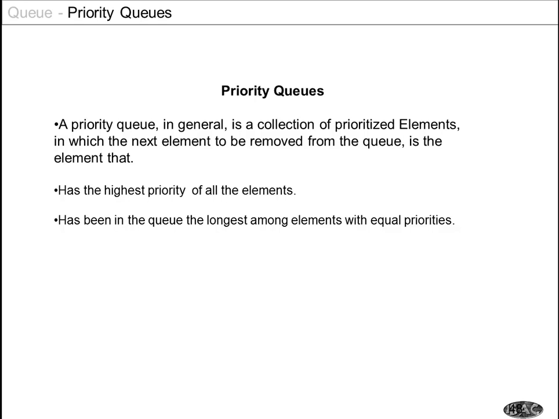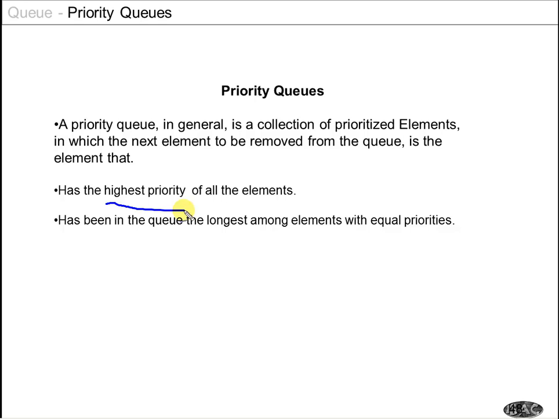A priority queue in general is a collection of prioritized elements in which the next element to be removed from the queue is the element that has the highest priority of all elements. So see about this point.